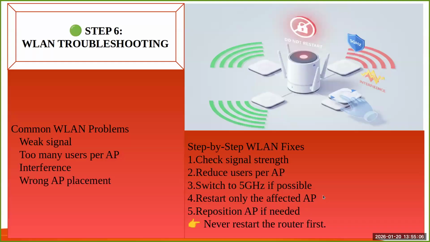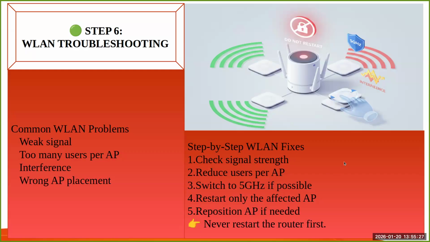Don't just restart everything. If an AP is placed wrongly, reposition it if need be. Maybe bring it towards the middle. If it was in front and people at the back are not able to connect, bring it towards the middle of the class so that everybody can see it equally.